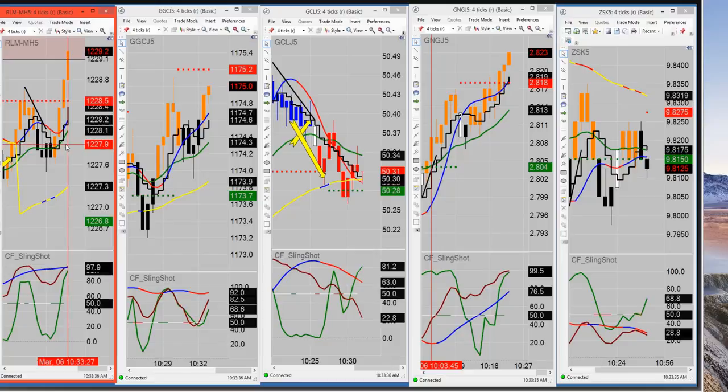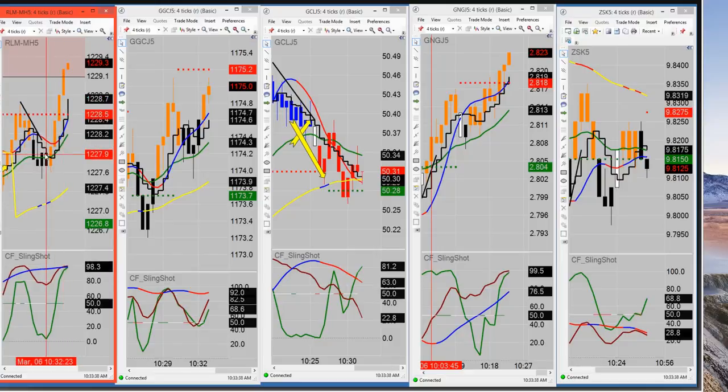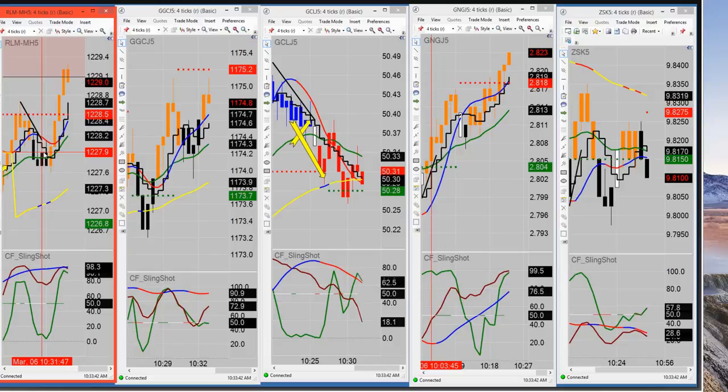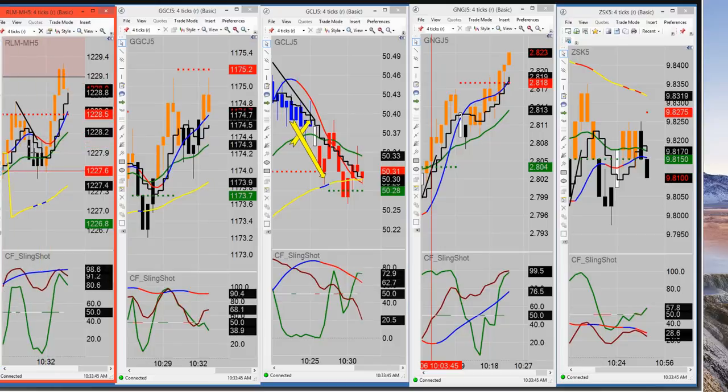All right. There went the Russell. I stopped looking at it for a second while I was typing. This up close right here at 27.9 was the spot on the Russell, and it just made a nice move up right there.